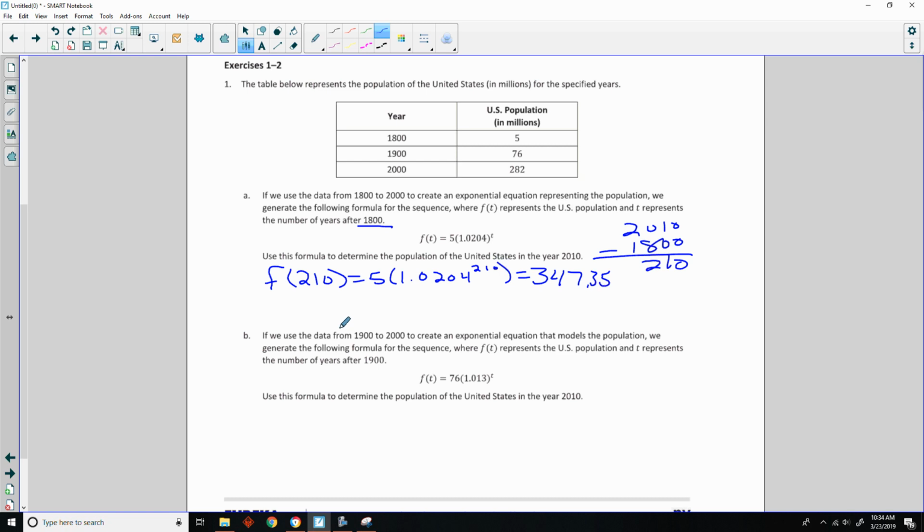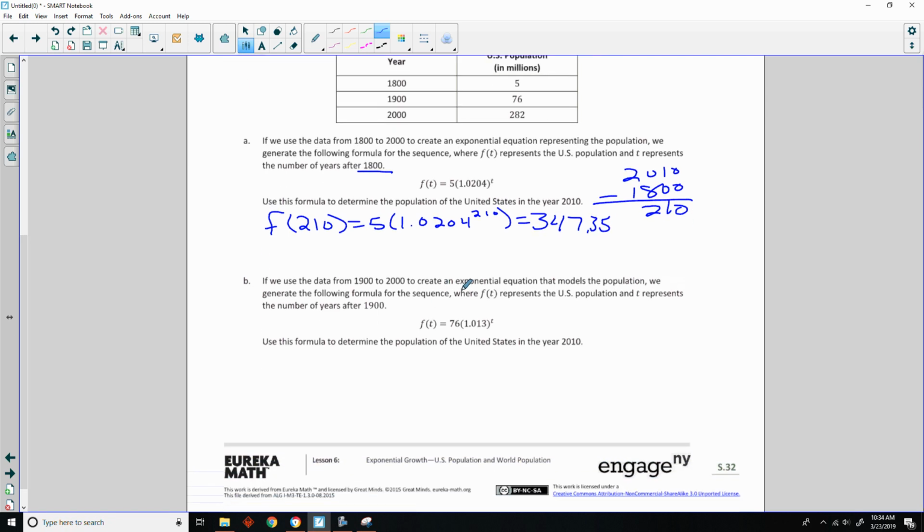347,350,000. B says if we use the data from 1900 to 2000 to create an exponential equation that models the population, we generate the following formula, where f of t represents the U.S. population and t represents number of years after 1900. So the first formula was calculating a formula for these 200 years, but now we are focusing on just the last century. So the formula f of t equals this.